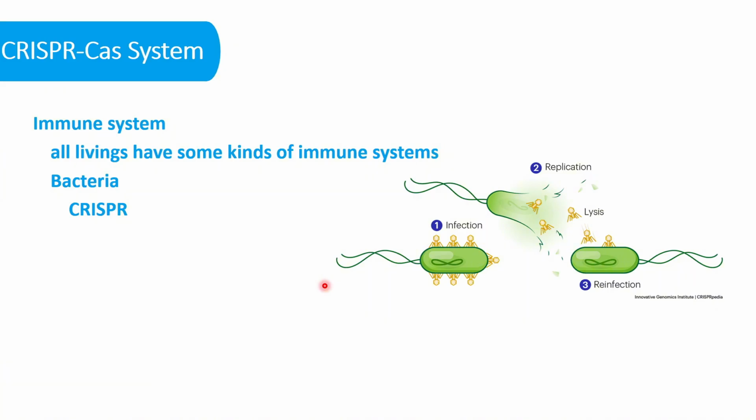So first, let's understand the CRISPR-Cas system. CRISPR is a natural immune system found in bacteria. Actually, all living organisms have some forms of immune system, and in bacteria, CRISPR acts as a defense mechanism against viruses. It is an adaptive system that allows bacteria to recognize and destroy foreign DNA. And without it, the bacteria could easily lyse because of the replication of the viruses within the bacteria.